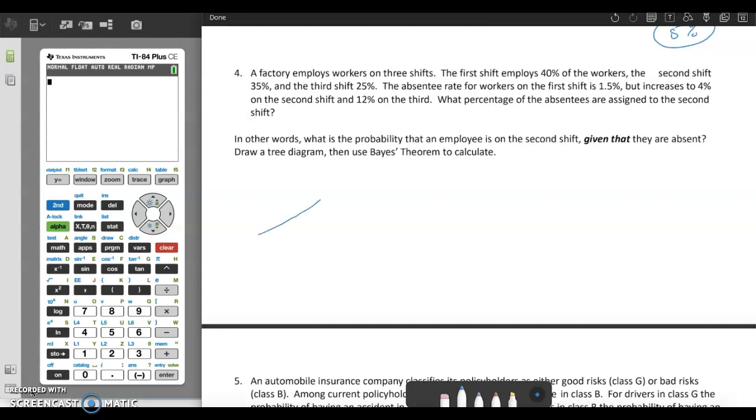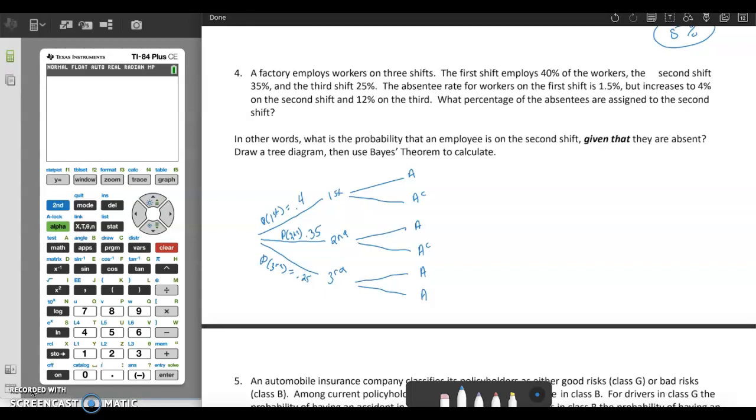So, let's see. First things first, we have 3 shifts: the first shift, second shift, and third shift. So my first branches have 3 branches. The probability of a person being on the first shift is 0.4. The probability of being on the second shift is 0.35, and the probability of the third shift is 0.25. Now, on any given shift, you're either absent or you're not. So I'm going to call my next branches A and A complement for absent and not absent.